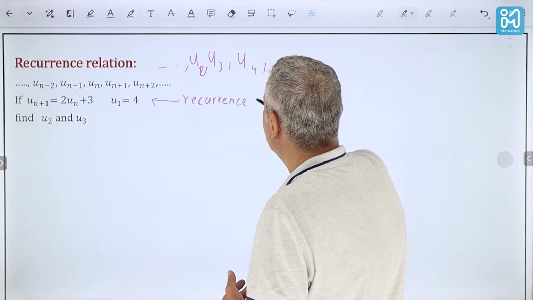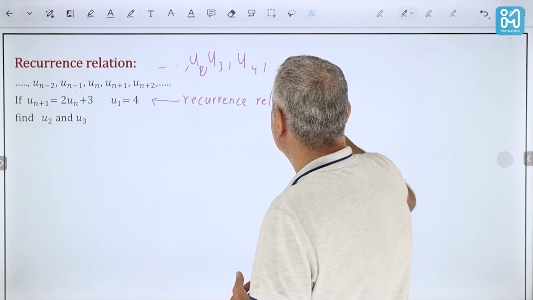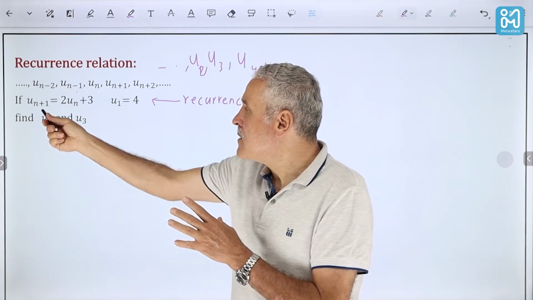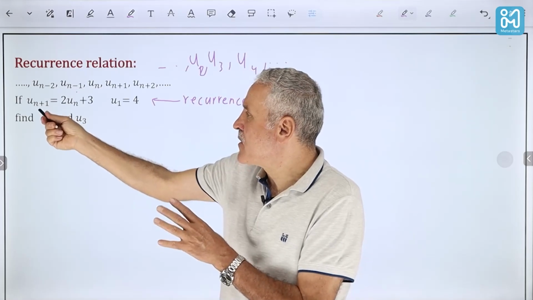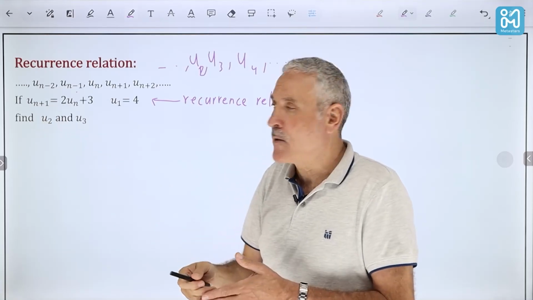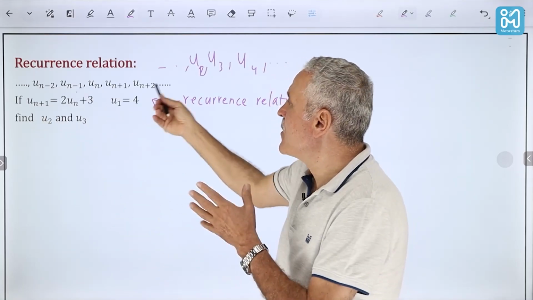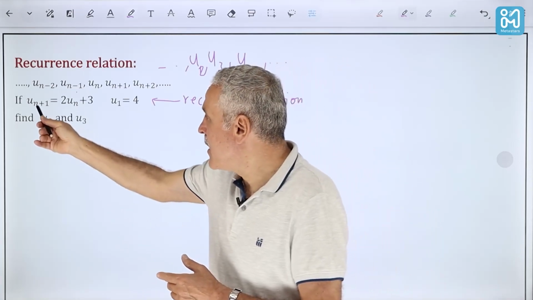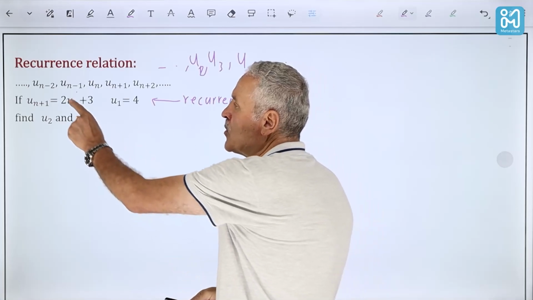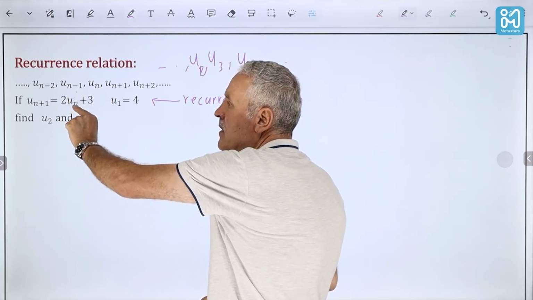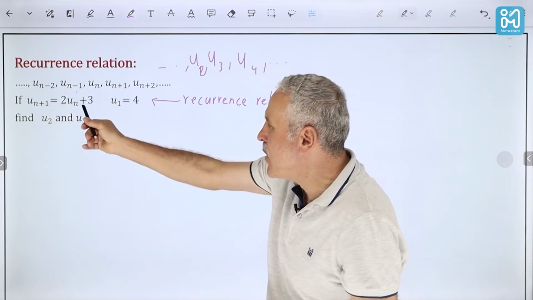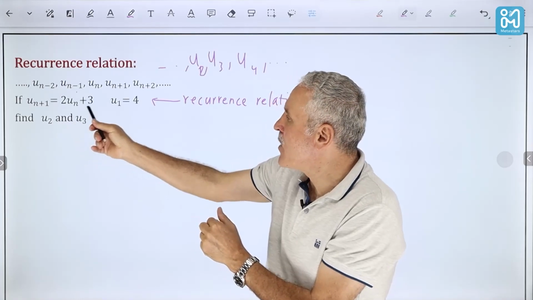Recurrence relation. This is a recurrence relation. What does it say? It doesn't say that this specific term is equal to such and such. It says any term, u of n plus 1, where u of n is just any term in a sequence, is equal to 2 times, if this is u of n plus 1, u of n, the one just before it because it's 1 less in the subscript, plus 3.